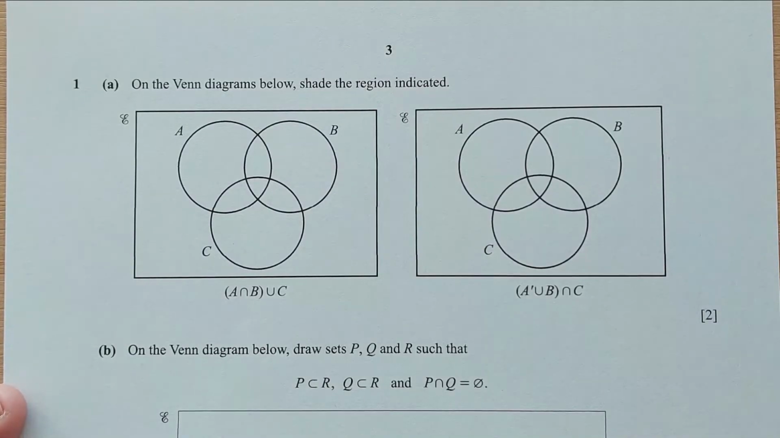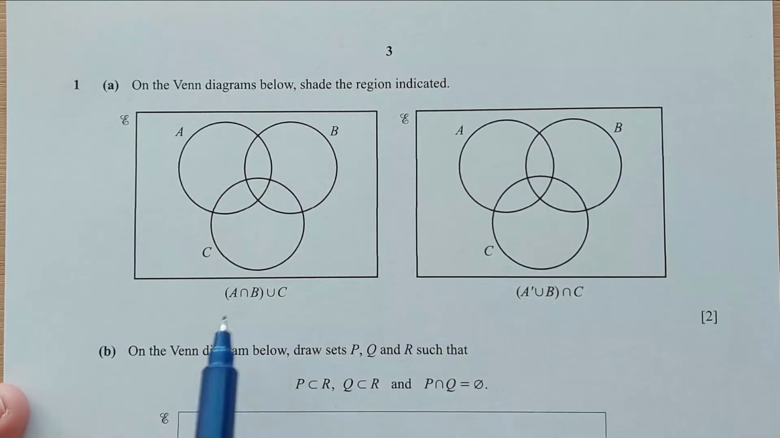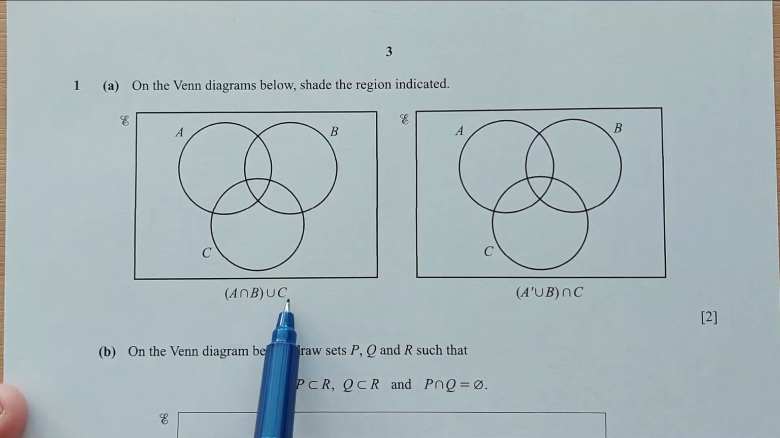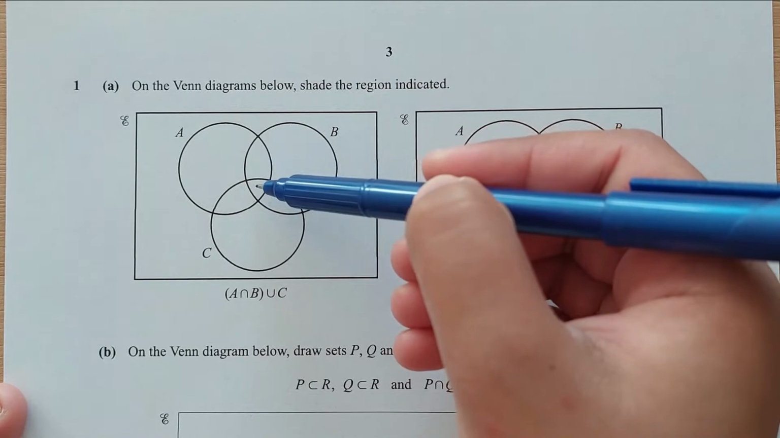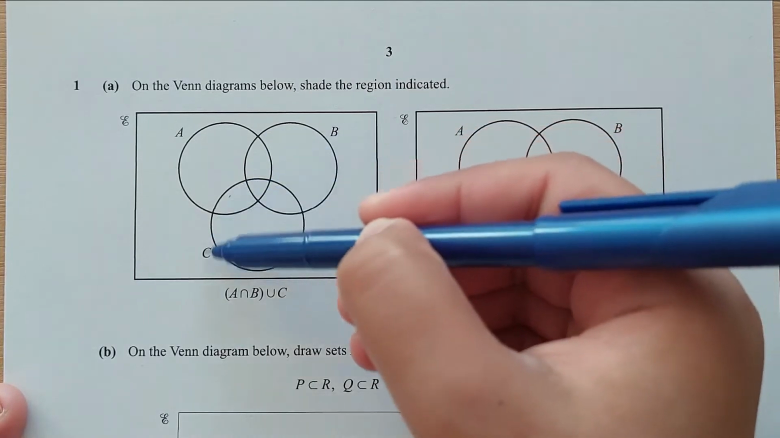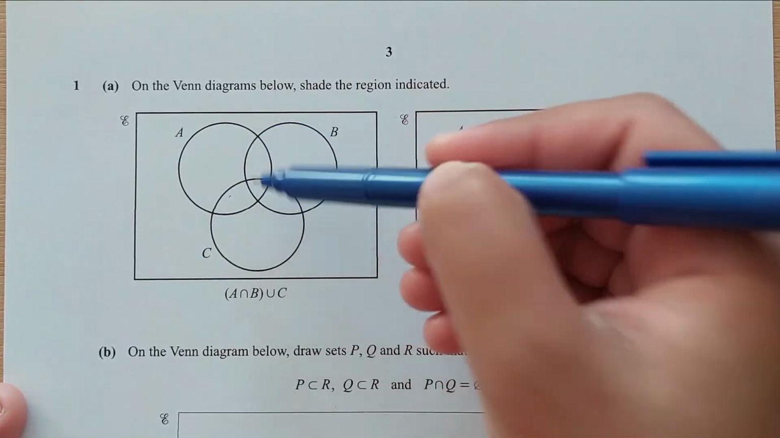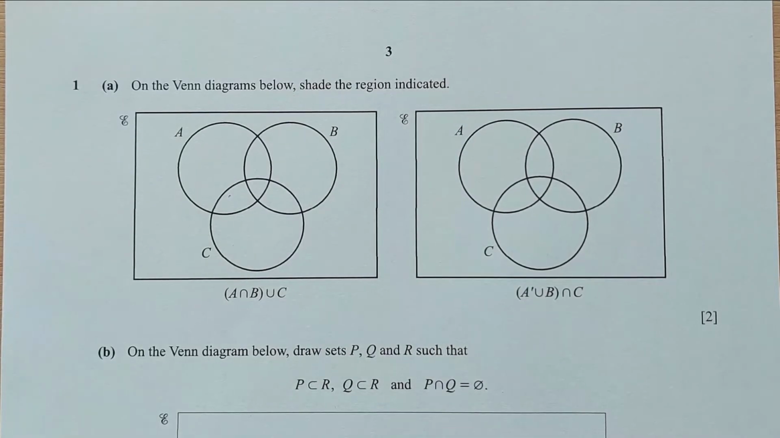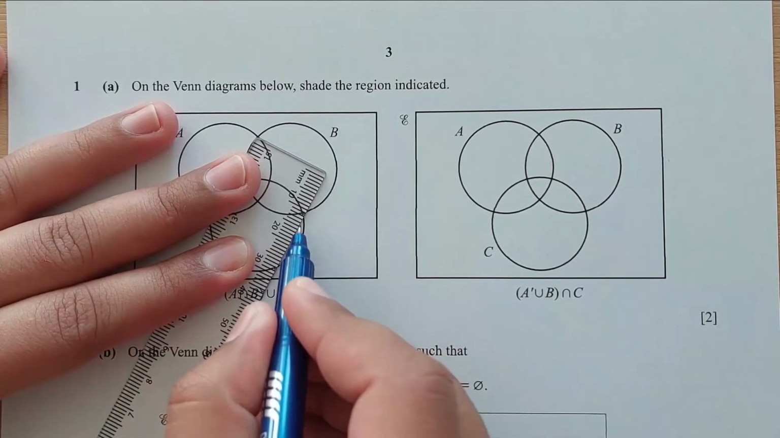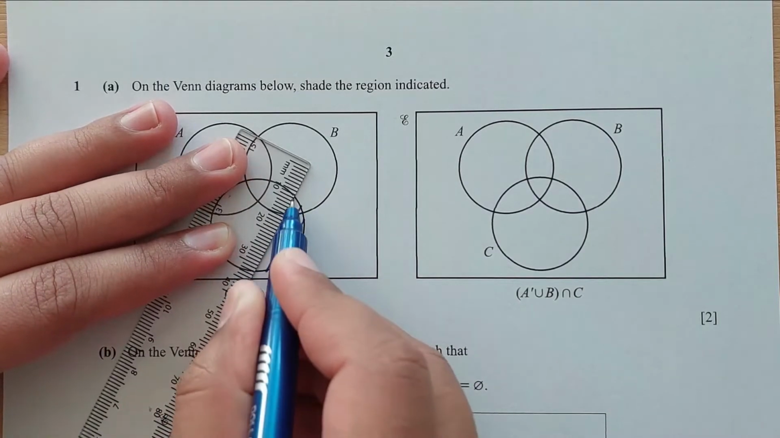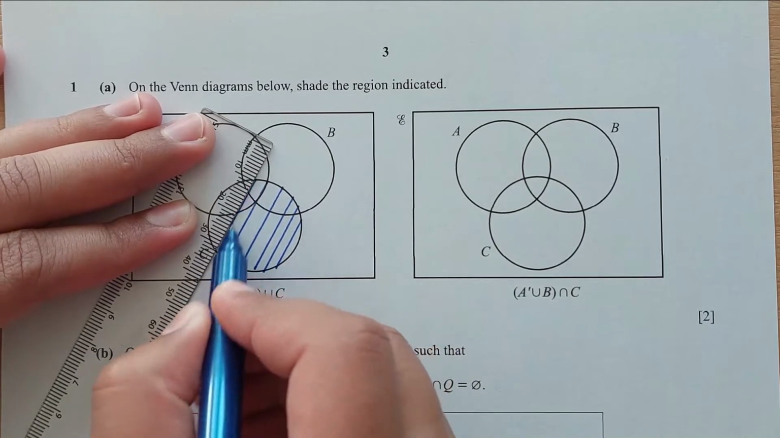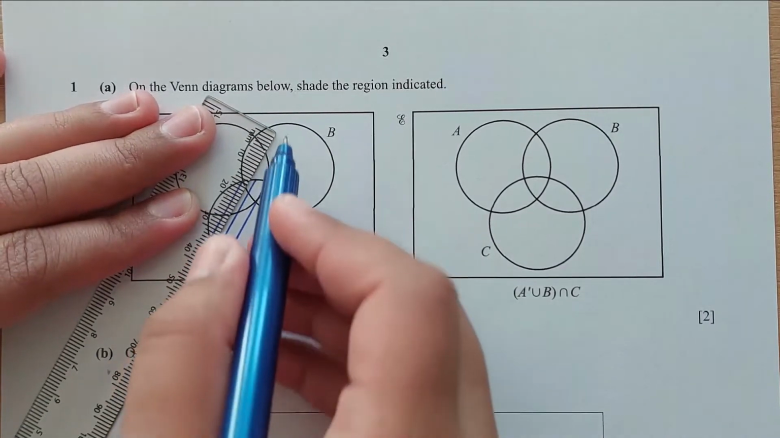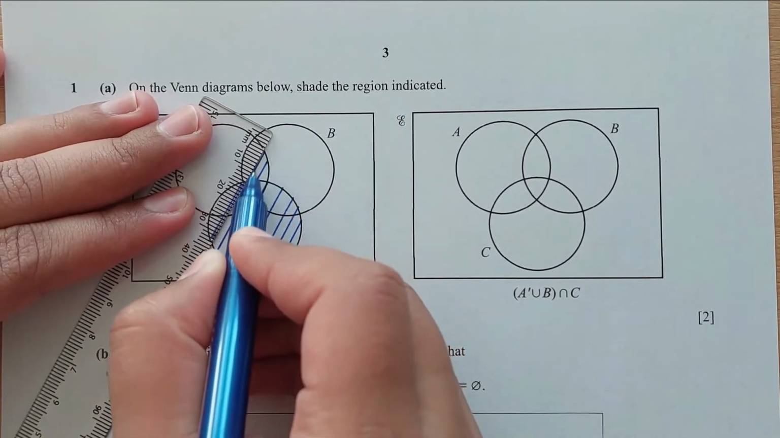Question number 1, part A. On the Venn diagram below, shade the region indicated. So A intersection B, and union with C. The intersection of A and B is this, and its union with C. So this whole C is shaded and this section is shaded. So basically we have to shade this whole C, plus this section.